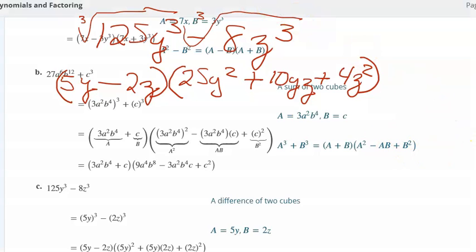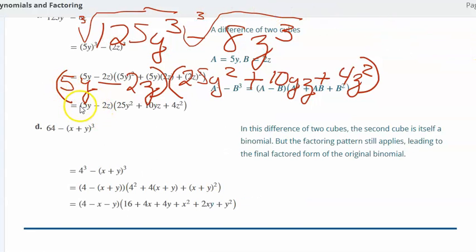Let's go back to the board and check out our answer here. We can't see it, so let's bring it up a little. So there it is, 5y minus 2z and 25y squared plus 10yz plus 4z squared. Perfect. Now, the key to this is, if you're not sure, you can watch it again. That's the good deal. Let's go on.